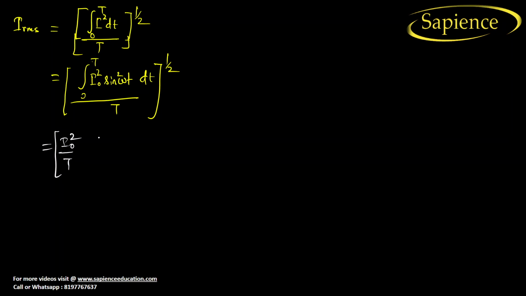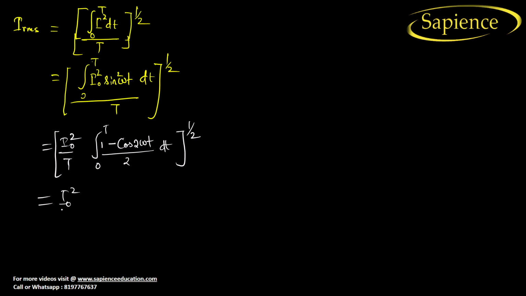Now after that we will get sine square omega t. So can we write sine square omega t as 1 minus cos 2 omega t divided by 2? Sorry, this is your cos 2 omega t. Yeah, you should understand or learn this formula. So this is 1 minus cos 2 omega t divided by 2, into dt from 0 to T, and this whole is taken as half or a root.